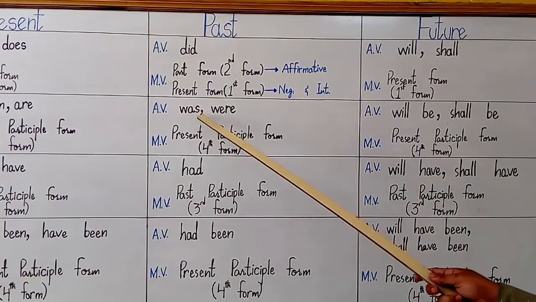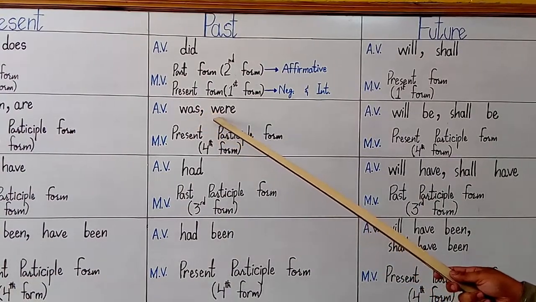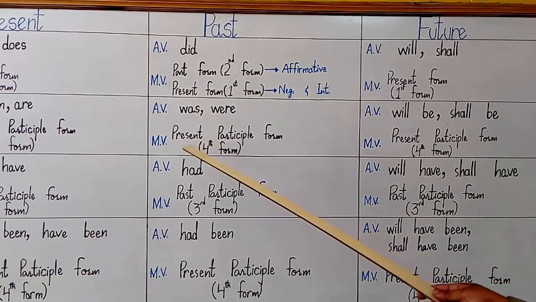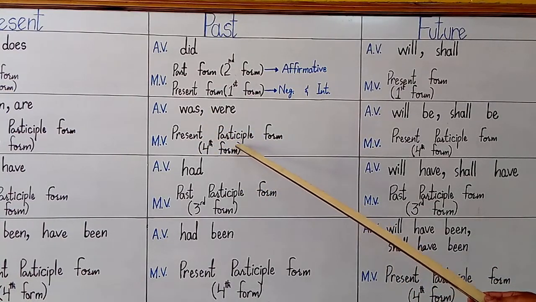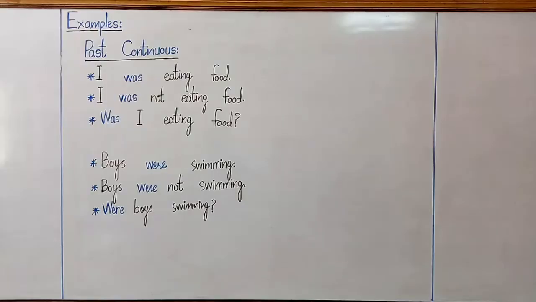In past continuous tense, we use was and were as auxiliary verbs, and we use present participle form, which means fourth form of main verb in this tense.